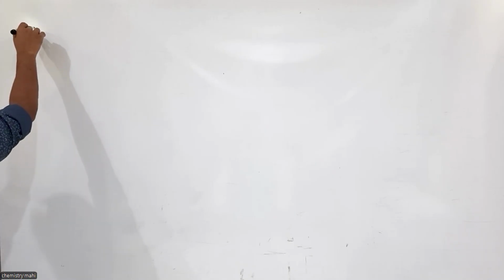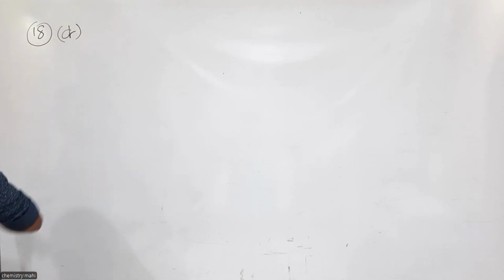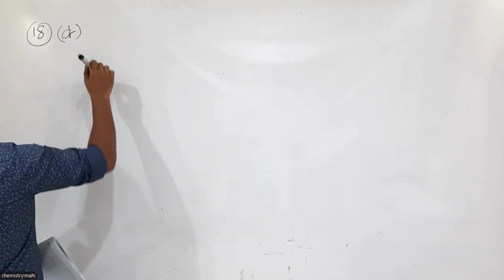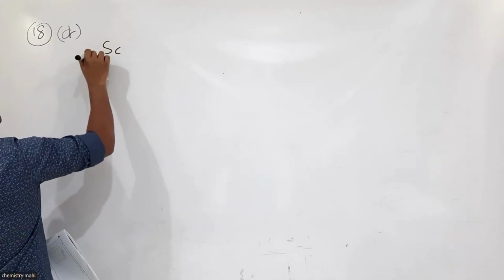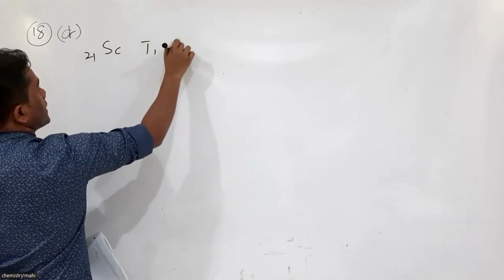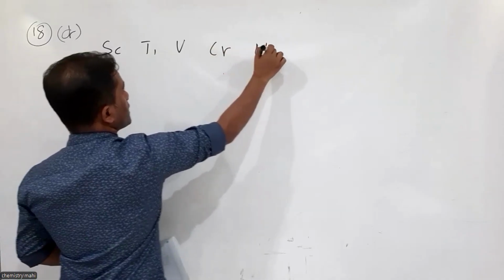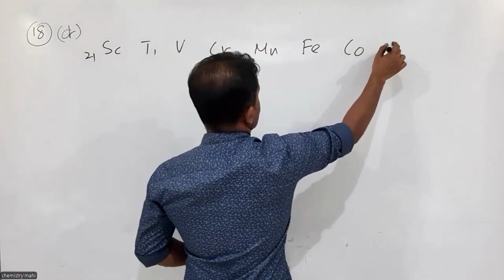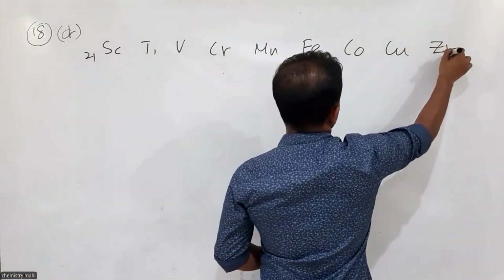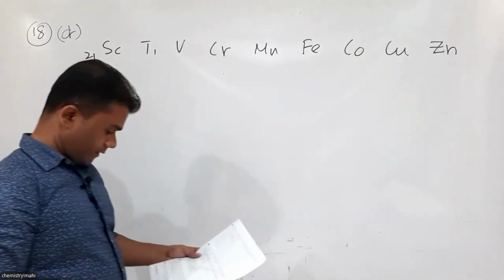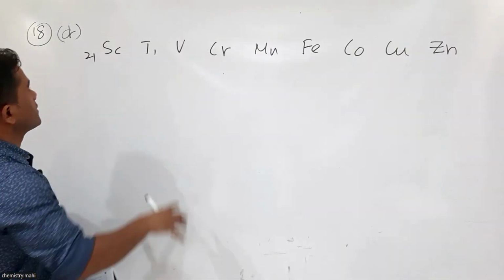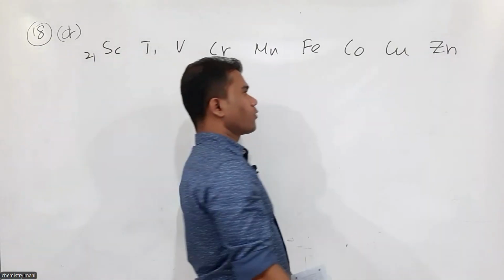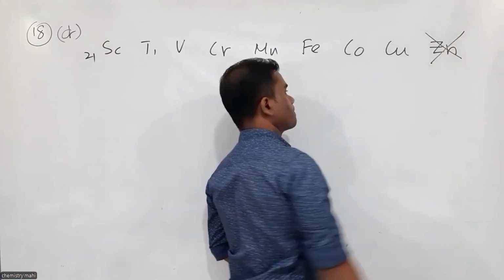If you carefully look, this is the 18th D part. First transition metal series, starting from scandium, atomic number 21, then titanium, vanadium, chromium, manganese, iron, cobalt, copper, zinc. These are the first row of transition metals. But remember, zinc, according to that definition, is not a transition metal.